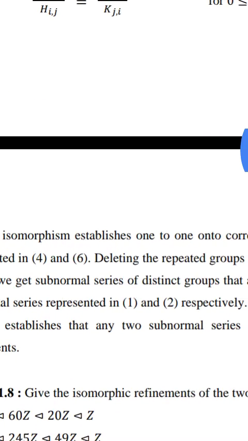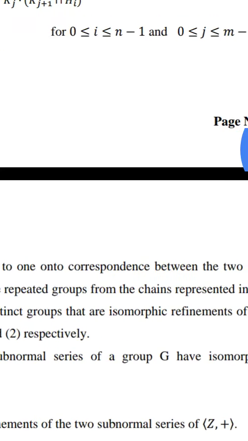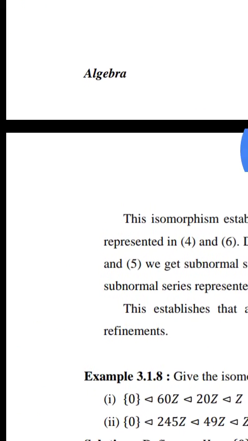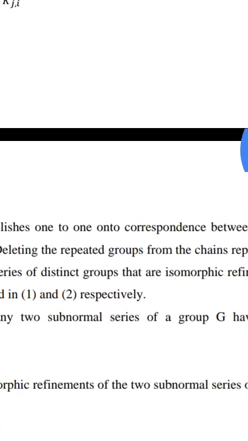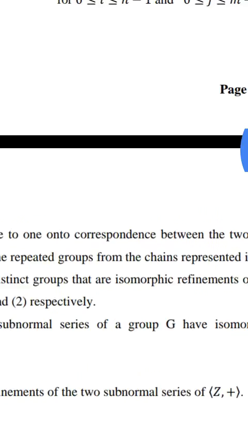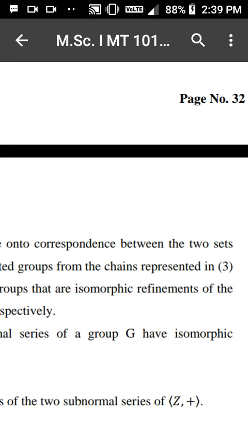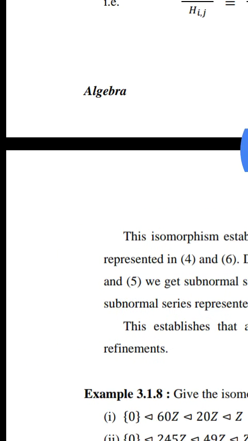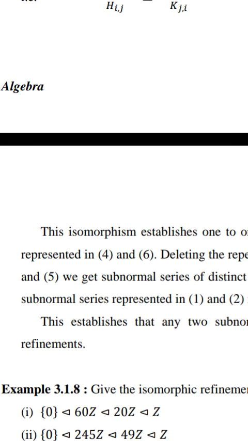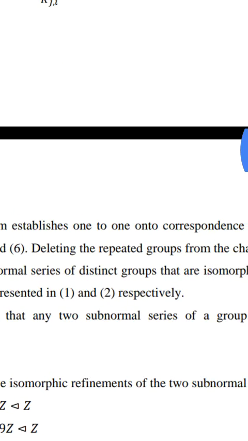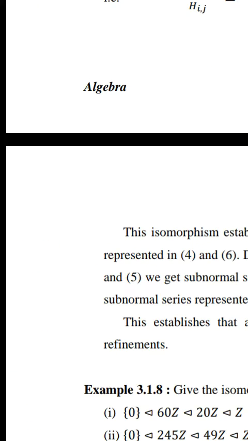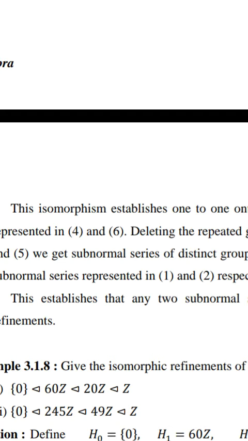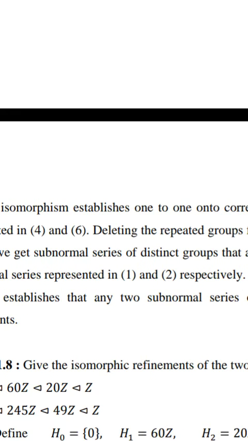This isomorphism establishes a one-to-one onto correspondence between the two sets of factor groups represented in 4 and 6. Deleting the repeated groups from the chains represented in 3 and 5, we get subnormal series of distinct groups that are isomorphic refinements of the subnormal series represented in 1 and 2 respectively.